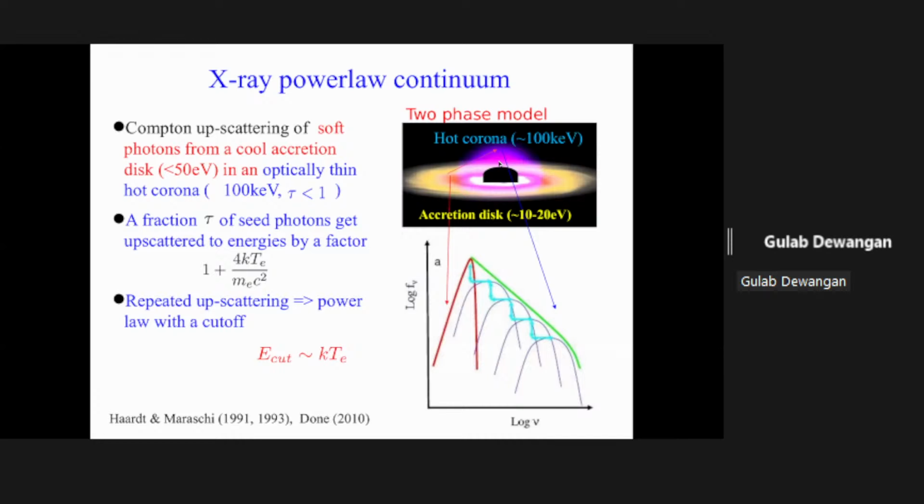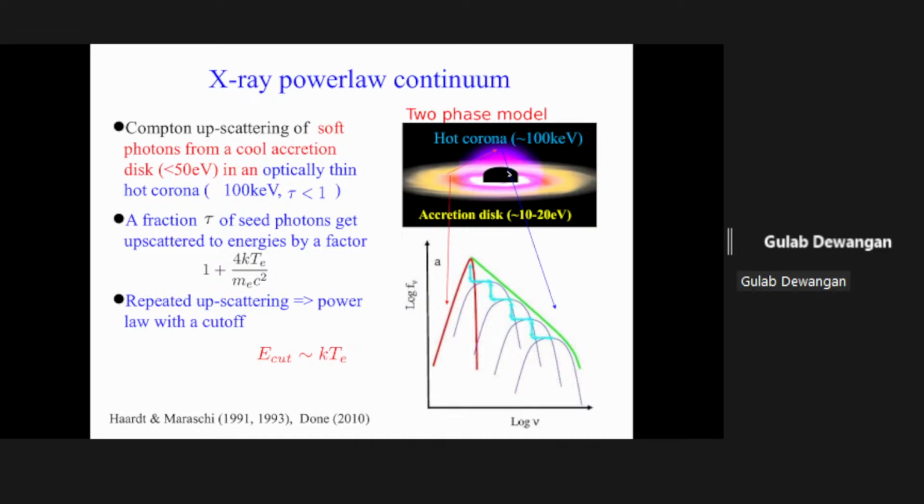But how does it give rise to the power law component with a cutoff? That's the dominant X-ray spectral component in AGNs. To understand again through basic physics, let's assume we have this two-phase model.